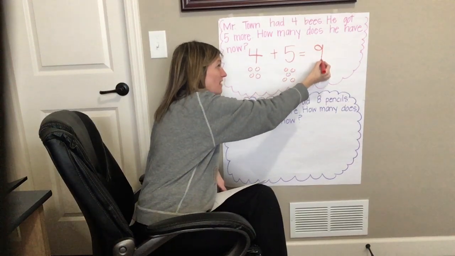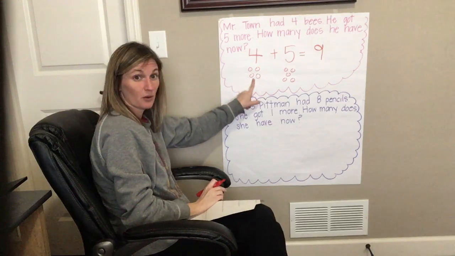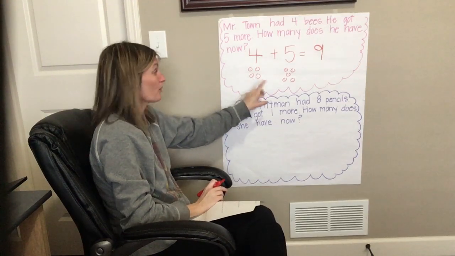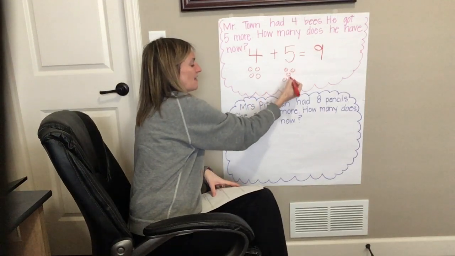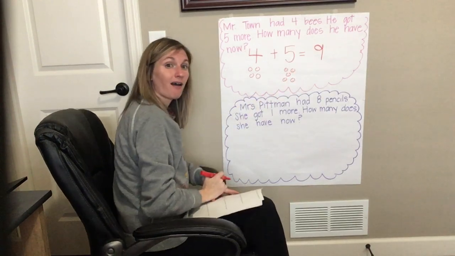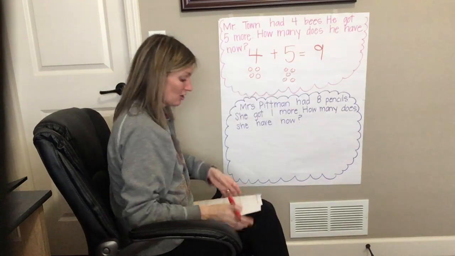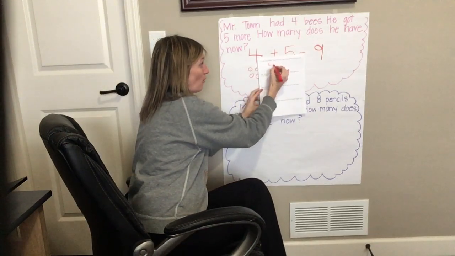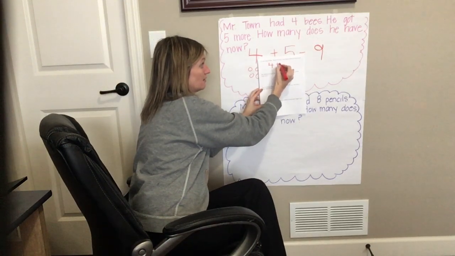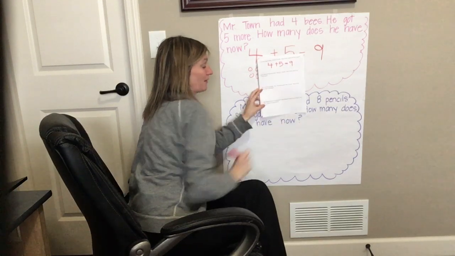And I'm going to show you a faster way, okay? We know that there's 4 here, okay? And we're going to count on from 4. We have 4. 5, 6, 7, 8, 9. It's counting on, okay? So Mr. Town has 9 B's. So on your sheet, you could do the same thing. You would write 4 plus 5 equals 9, okay?